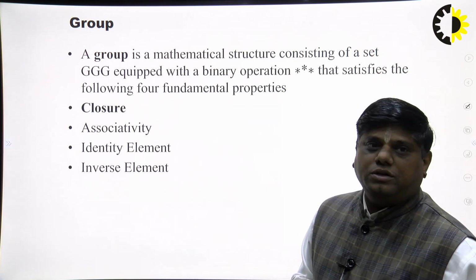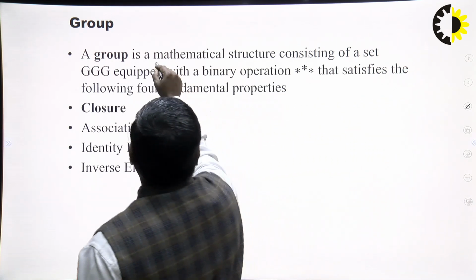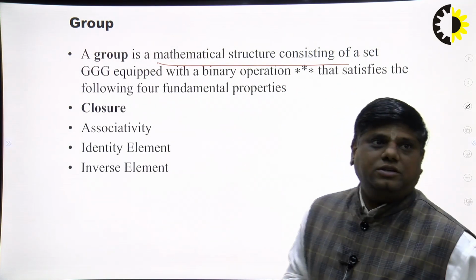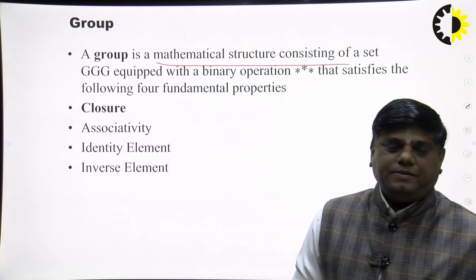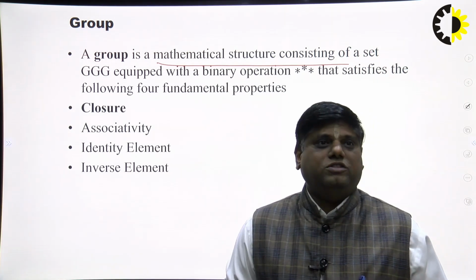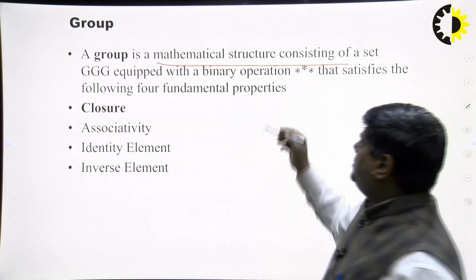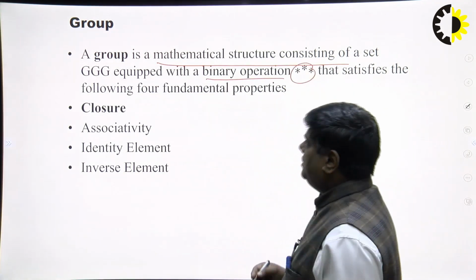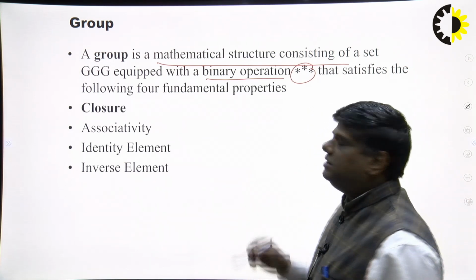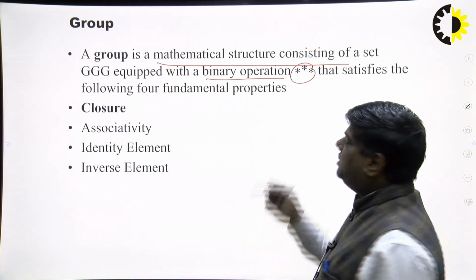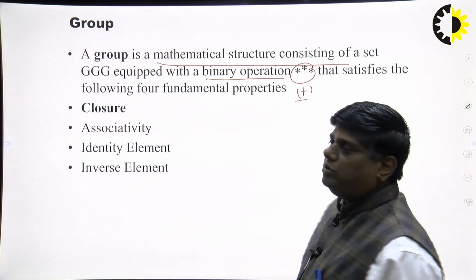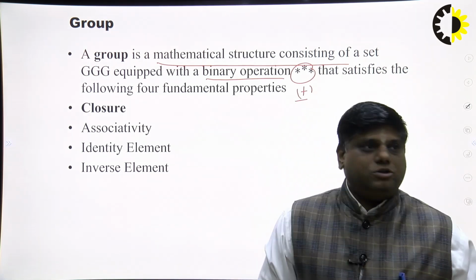What is a group? A group is a mathematical structure that follows some properties on the basis of the binary operation. A binary operation can be represented in the form of a star or in the form of a plus. The following four properties of the group we are going to discuss.